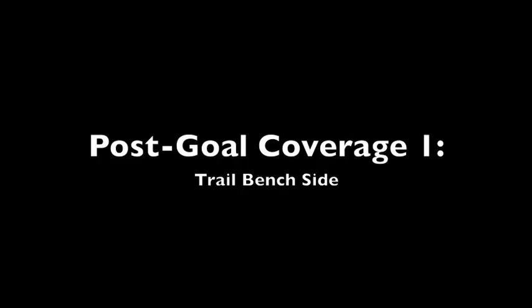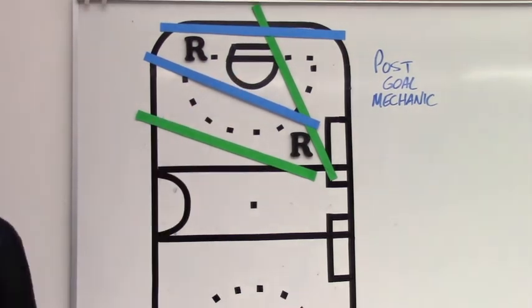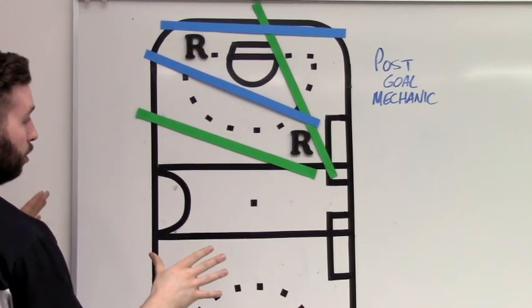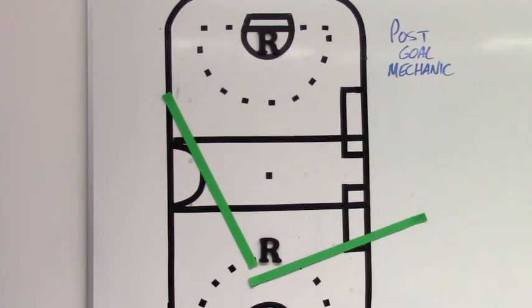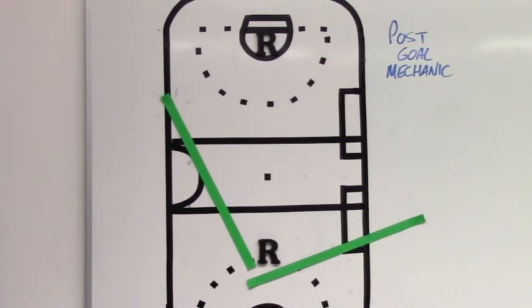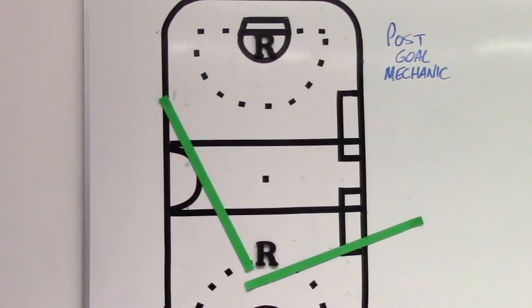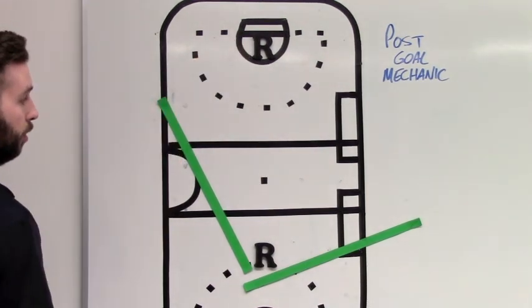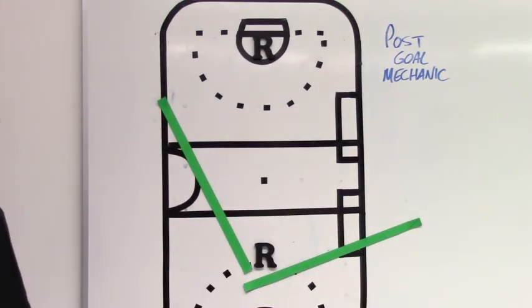Now that we've talked about the path, let's have a look at the coverage in the same scenario. This is the general coverage after a goal. So the lead referee is by the net and the trail is by the benches. Now, as you can see here, the lead official is picking up the ball and can't see anything. And so it's your responsibility as the trail official to ensure that there's no one outside of your field of view. And so there should be no one outside of those green lines. Okay? And so this is the best position to maximize that field of coverage.